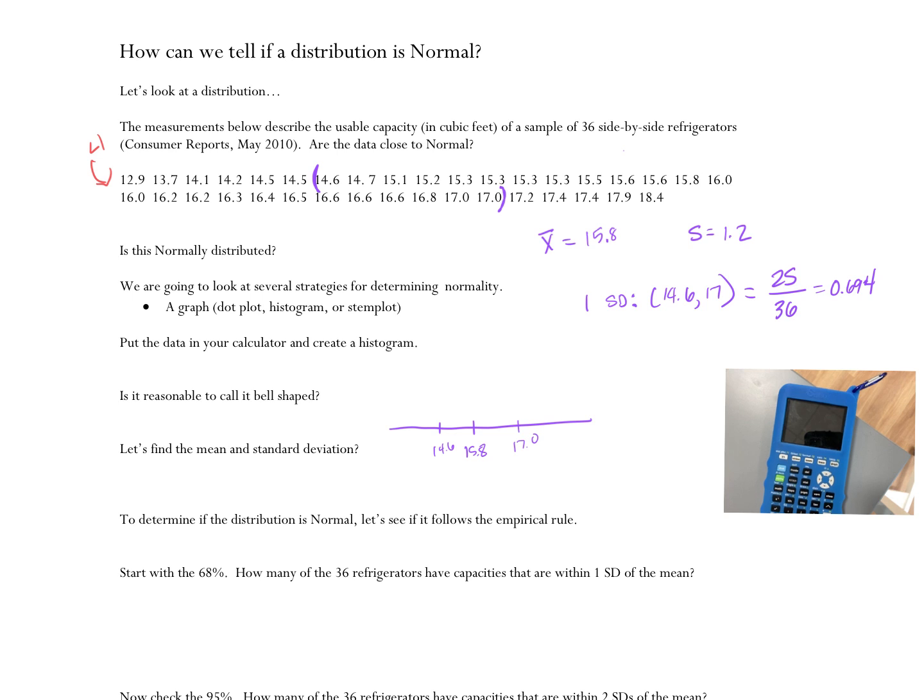So let's try two standard deviations. What would my two standard deviations be? I feel like this would be 18.2, right? If I just keep counting by my 1.2s. And 13.4, does that sound right? Yes. Okay, so for 2 standard deviations, I need to know how many of my points are between 13.4 and 18.2.